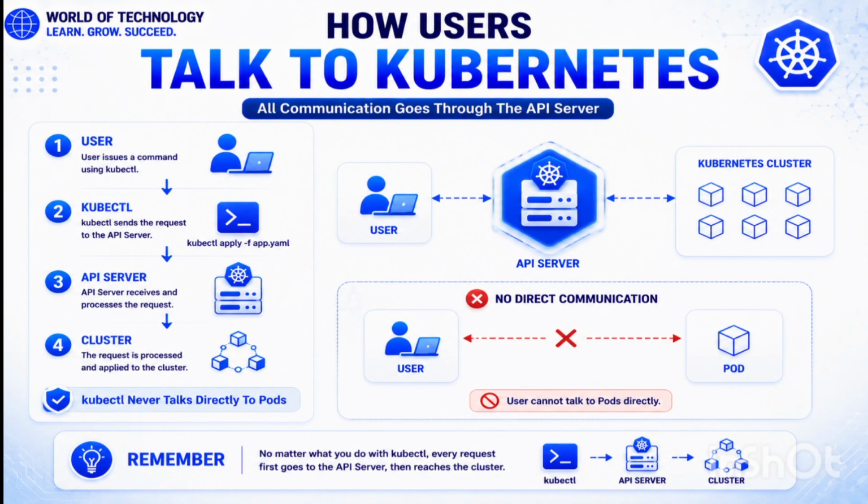Now let's understand something that surprises many beginners. When you use kubectl, you are not directly talking to pods. You are not directly talking to worker nodes, and you are not directly talking to etcd. Instead, kubectl only talks to the API server. For example, when you run kubectl apply -f deployment.yml, kubectl sends an API request to the API server. The API server then decides what needs to happen next. This design provides consistency, security, and centralized management. One very important takeaway is that kubectl is simply a client. The API server is the actual gateway into Kubernetes.